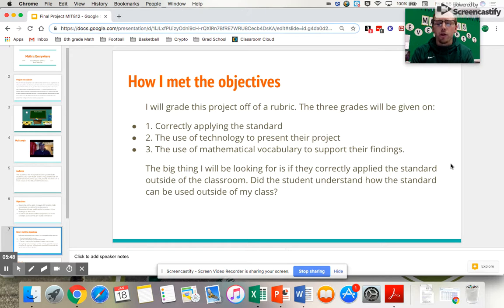And also another thing that I'm including is the use of mathematical vocabulary to support their findings. So whenever they're presenting their idea, they're using correct vocabulary and they're applying the definitions in the correct way. The big thing that I'm looking for is if they correctly applied the standard, though. If they choose a standard and then in their presentation they are not doing that standard, then that is not what we're looking for. We're looking for them to correctly apply and take what we learned in class and apply it to where it is outside of class.